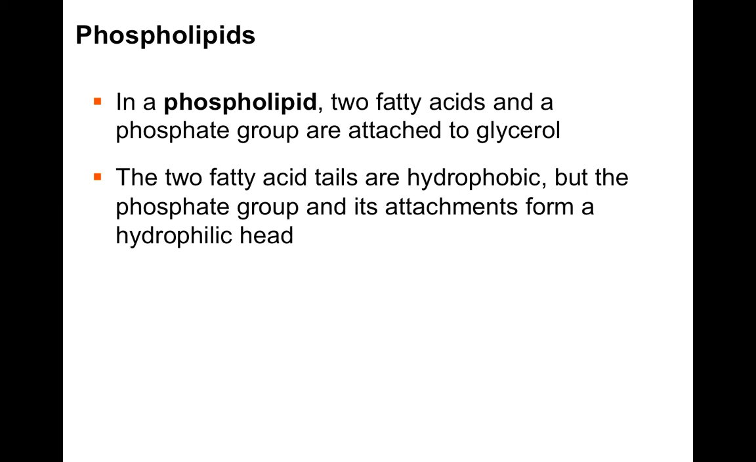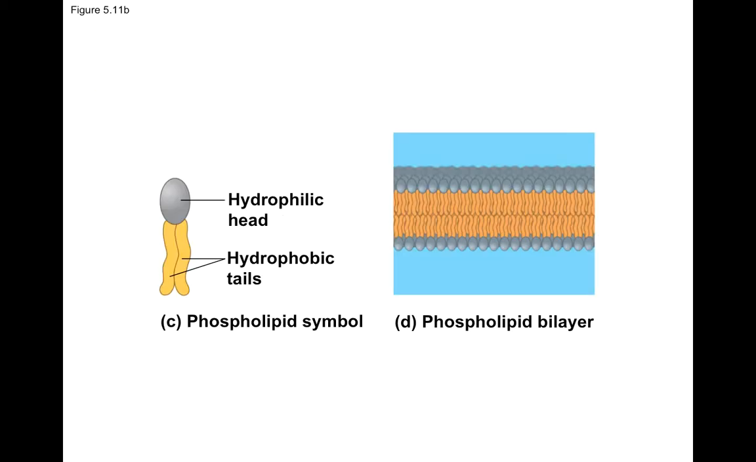Let's look at a couple of models. Hopefully, this model looks familiar to you. The hydrophilic head is represented by the circle, and the hydrophobic tails are the little legs. When you add these phospholipids to water, they will arrange themselves into two layers, a bilayer, so that the hydrophilic heads, the part that likes water, will face the water, and the hydrophobic tails, the part that doesn't like the water, will face away from the water.